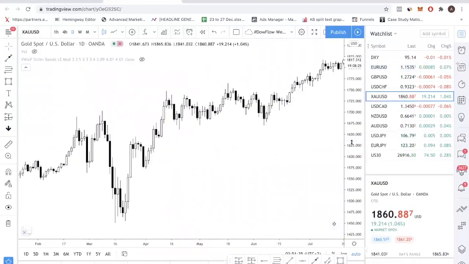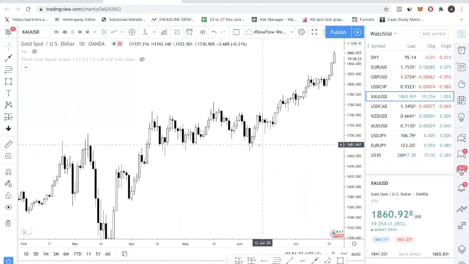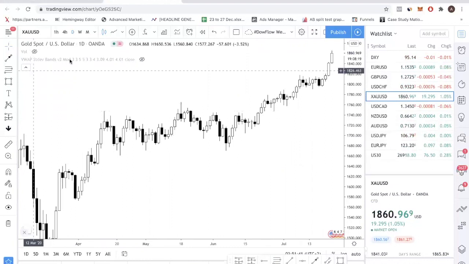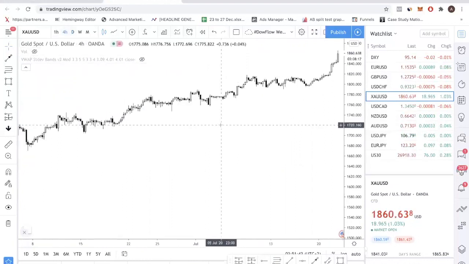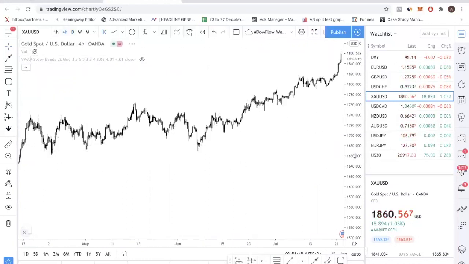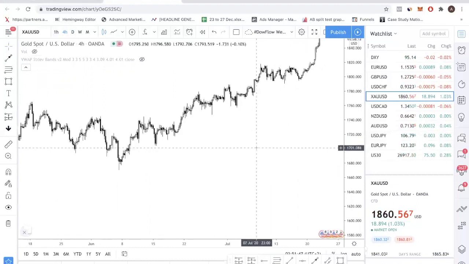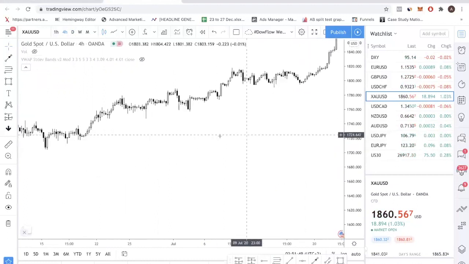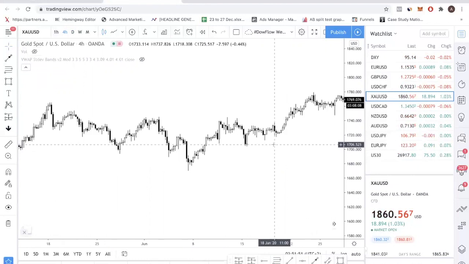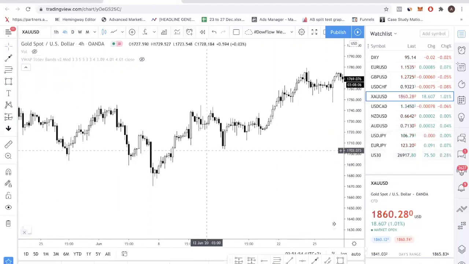So we have a good trade setup here, this one over here. Let me show you. Okay, let's go into the H4. Okay, so let's look at this one over here, this entire move up here.